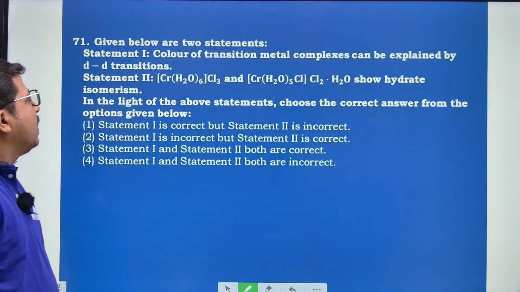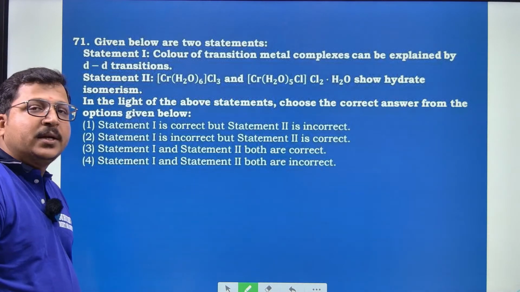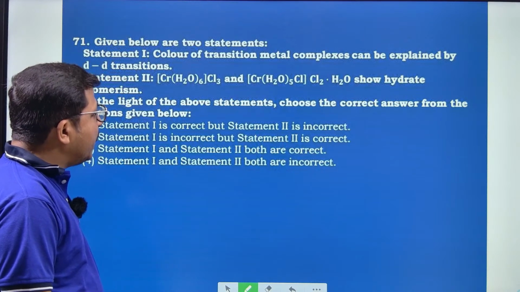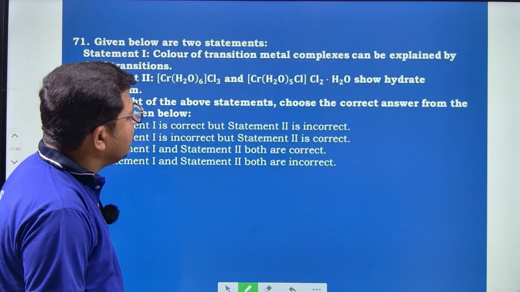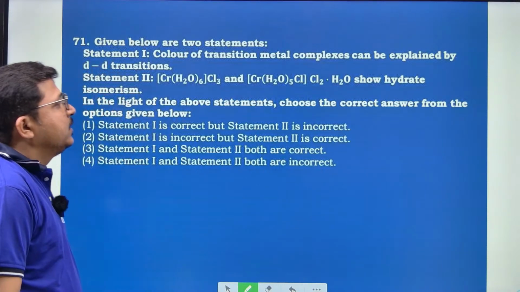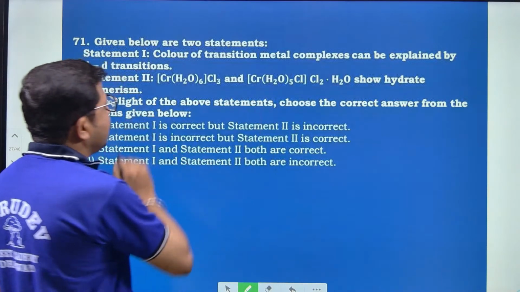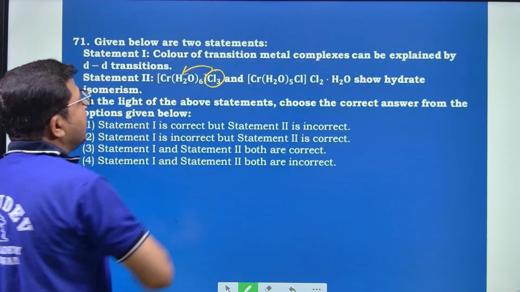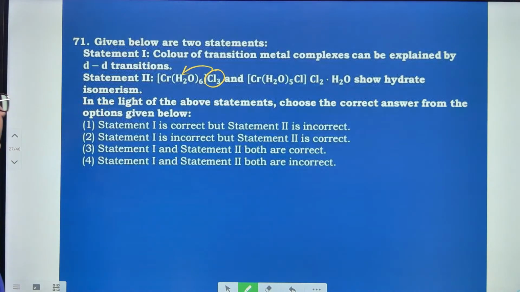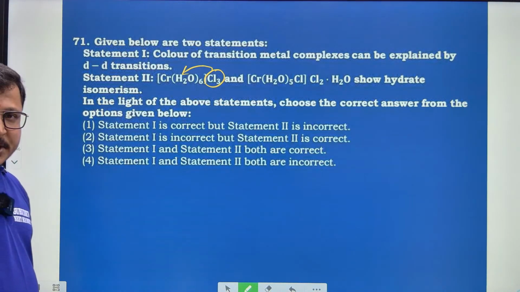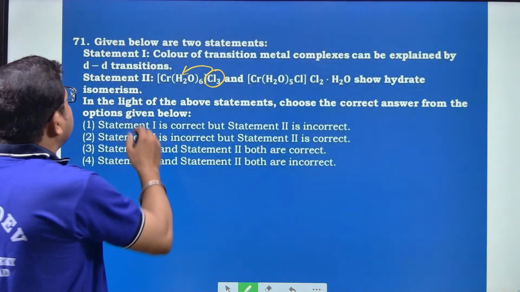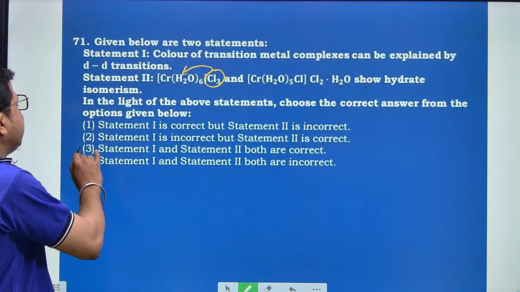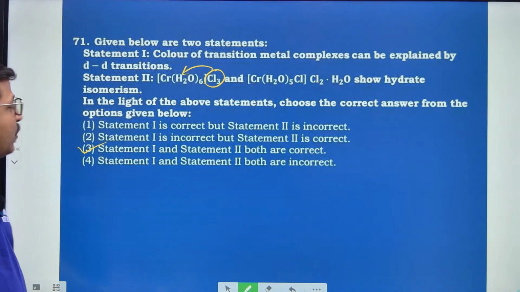hexaaquachromium(III) chloride and pentaaquachloridochromium(III) chloride show hydrate isomerism. See here, the counter ion displaces the solvent which is present inside the coordination sphere. Hence it is called solvent isomerism. So both statement 1 and statement 2 are right. Hence it follows the order.